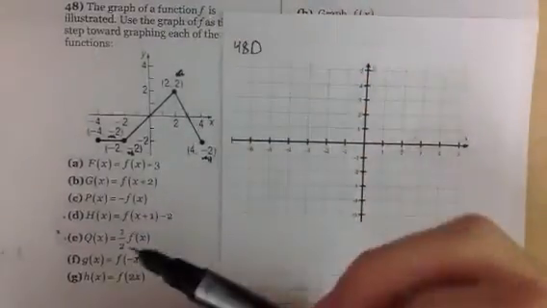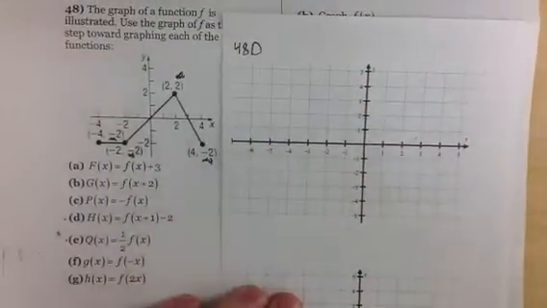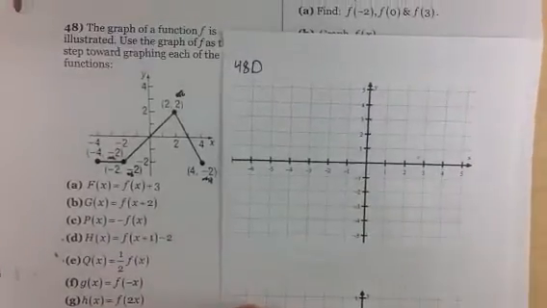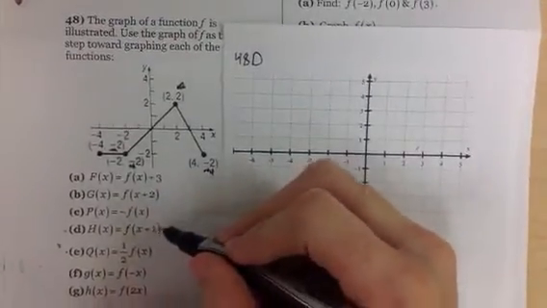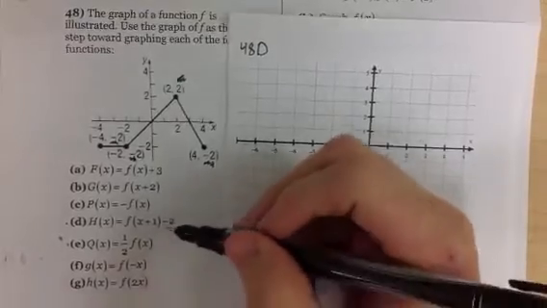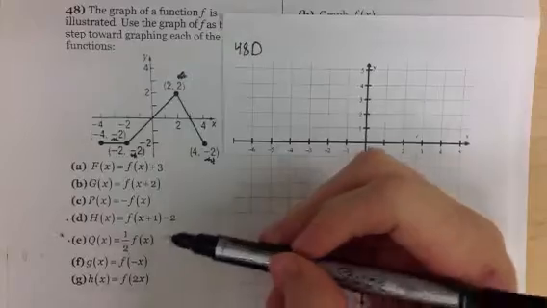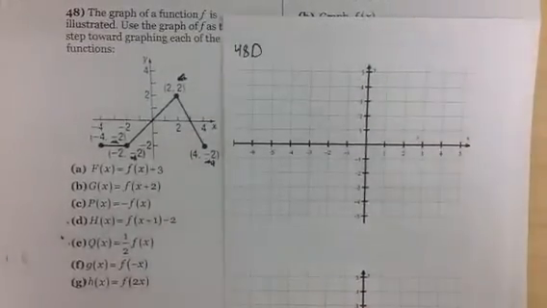For number 48, for graph number D, we have to move this graph over to here, but since our equation is changing, we have to move our points. And since the +1 is inside the parentheses, that means we have to move our graph to the left 1, and since the -2 is on the outside of the parentheses, we have to move it down 2.